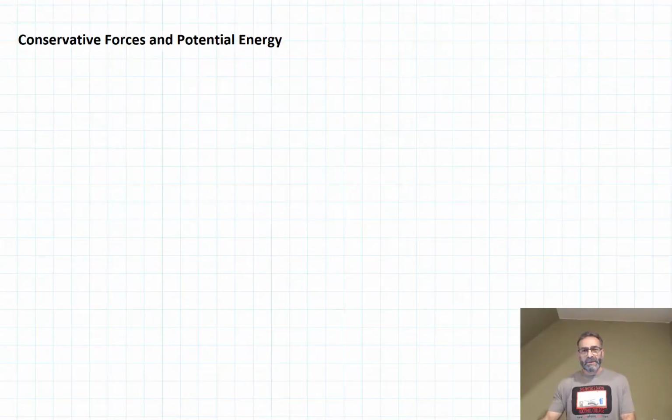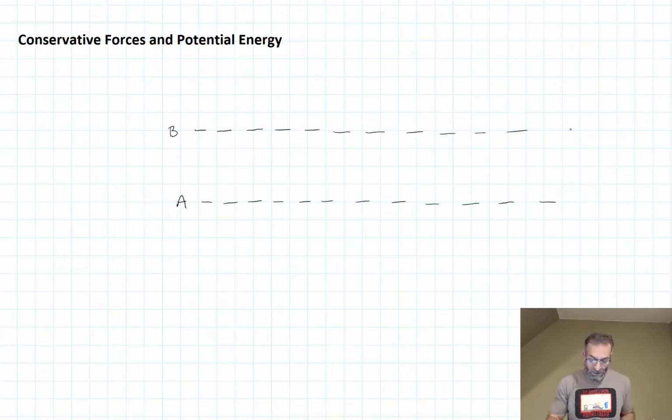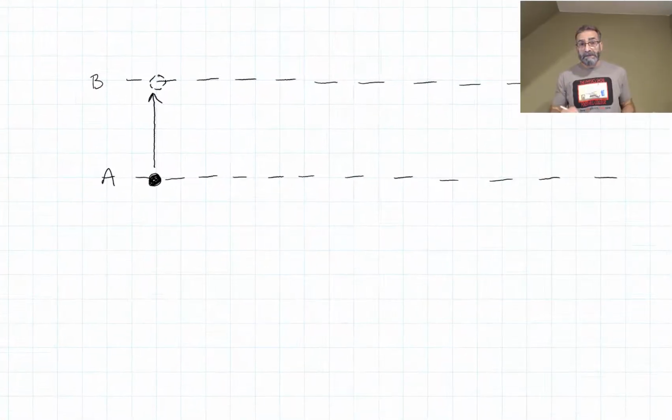Let's take a look at the force of gravity as we lift an object from some lower height to some higher height. In our first example, we'll lift the object straight up from height A to height B. What's the work done by gravity?